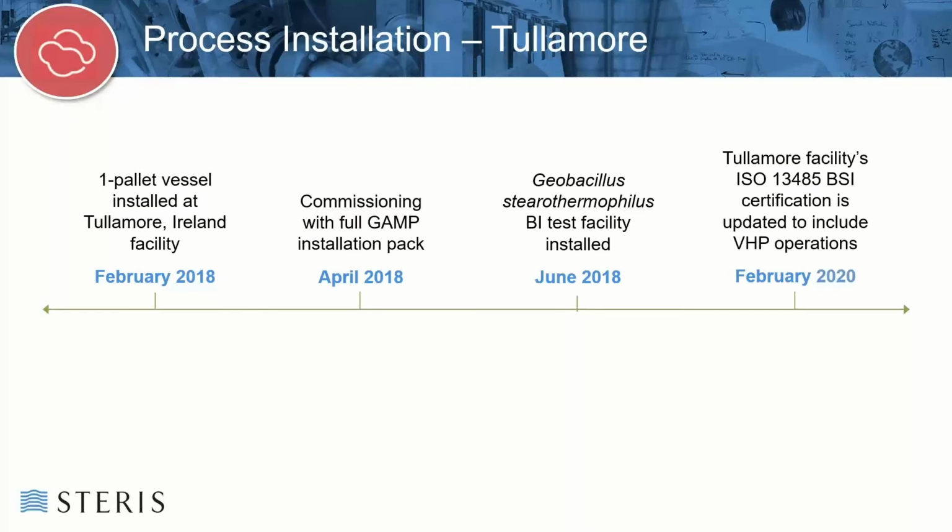This here is just a very quick timeline of installation of VHP to our Tullamore facility here in Ireland. At the moment, our Tullamore site is the only STERIS AST site processing with VHP. And we installed our 1 pallet vessel into the Tullamore facility in February of 2018. In April of that year, the 1 pallet vessel was then commissioned with a full gap installation pack.